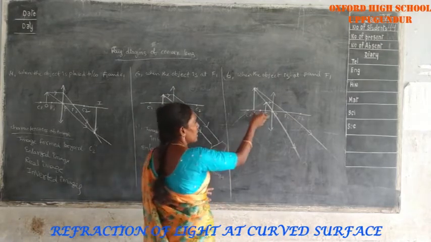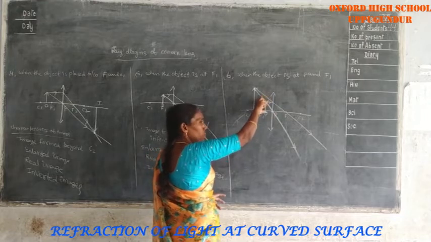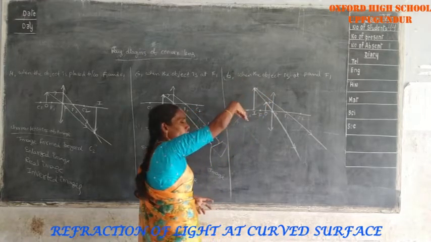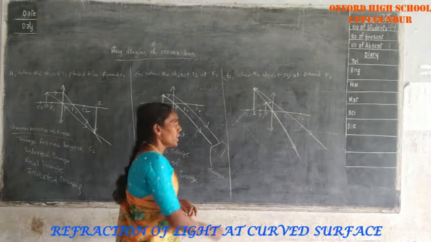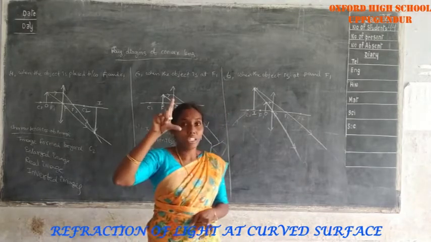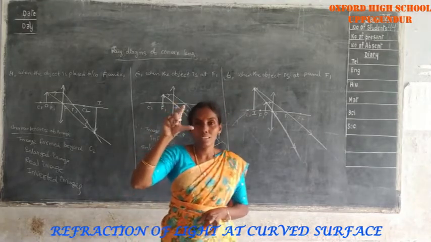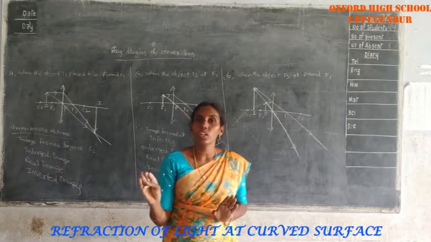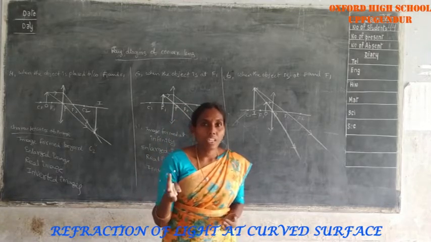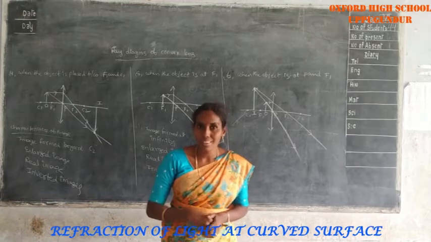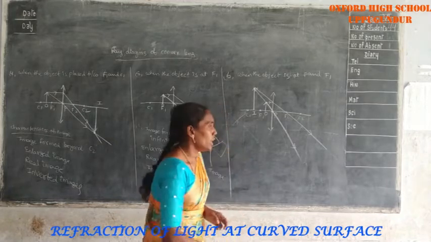If an object is placed above the principal axis, the image is also formed above the principal axis. And this image is erect, and it cannot be captured on the screen. Any image that cannot be captured on the screen is a virtual image.